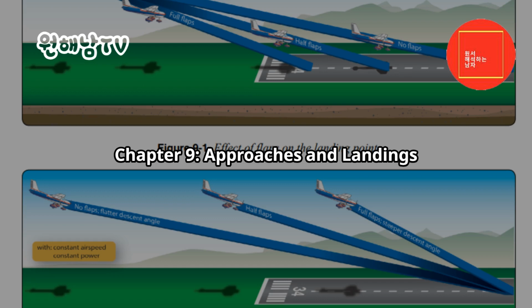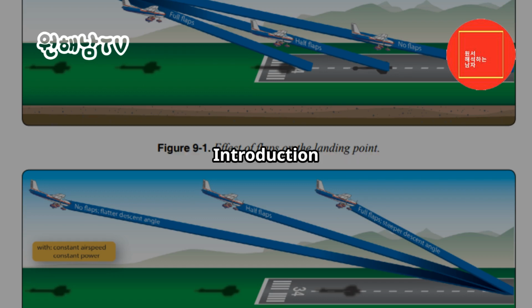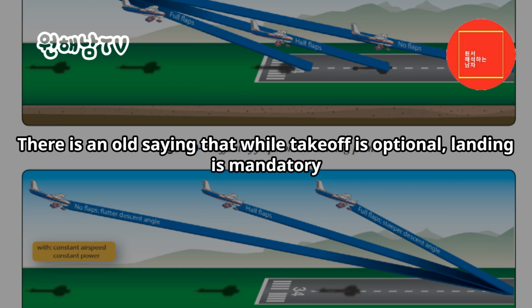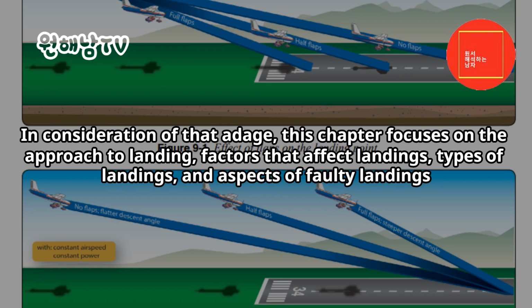Chapter 9, Approaches and Landings. Introduction. There is an old saying that while takeoff is optional, landing is mandatory. In consideration of that adage, this chapter focuses on the approach to landing, factors that affect landings, types of landings, and aspects of faulty landings.